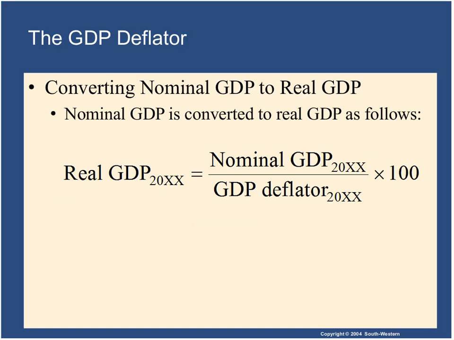So if you want to do what we've done just now, converting nominal GDP to real GDP, nominal GDP is converted to real GDP as below. Real GDP for 2001 will be nominal GDP 2001 divided by the GDP deflator 2001, multiplied by 100. For 2001 it's the same, but for 2002 it's different. That's why this deflator is also going to be different. Look at here.